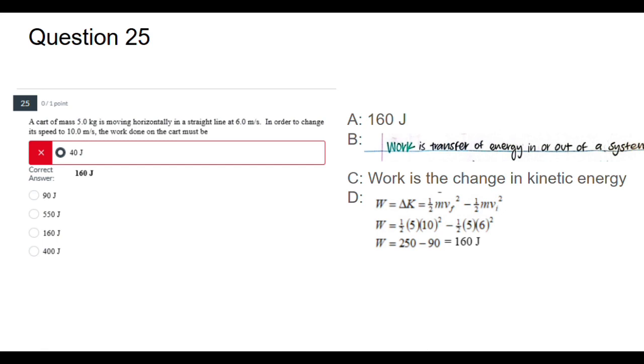The answer to 25 was 160, and work is the change in kinetic energy, and I did a bunch of calculations based on that. And in my notes, you can see that I wrote down that work is the transfer of energy in and out of systems. So knowing that information, you could solve for 160.